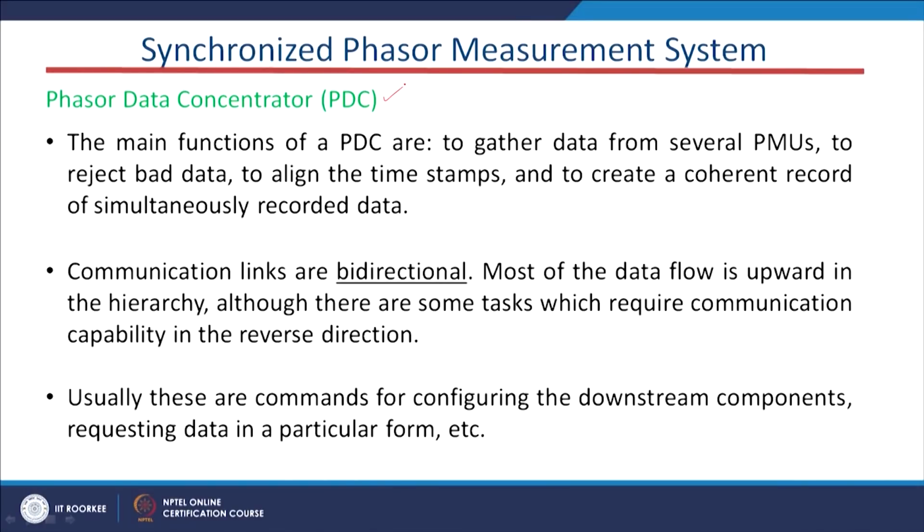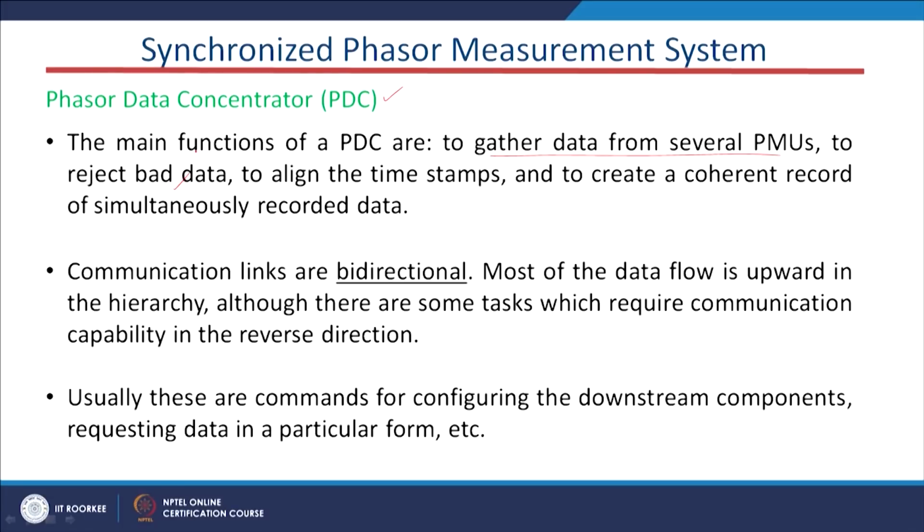Now, after the PMU, the next component of this synchronized phasor measurement system is the PDC. The main function of the PDC is to gather the data from several PMUs. The PDC will receive the voltage and current phasor information, along with the frequency, from the PMUs, reject the bad data, align the time stamps, and create a coherent record of simultaneously recorded data.